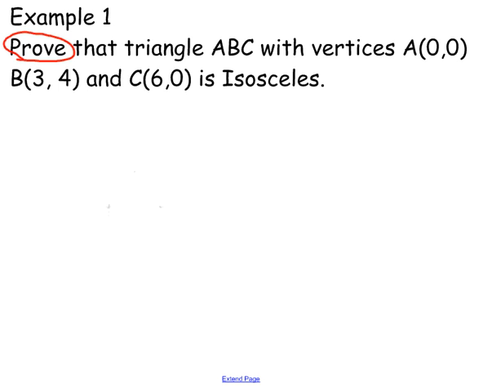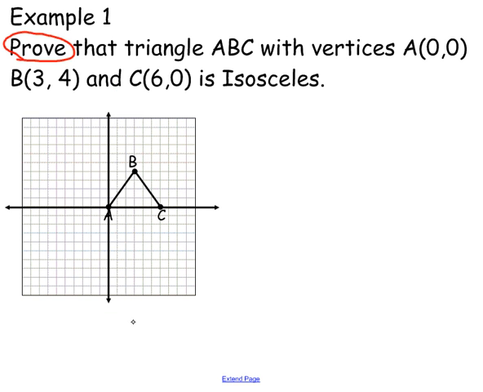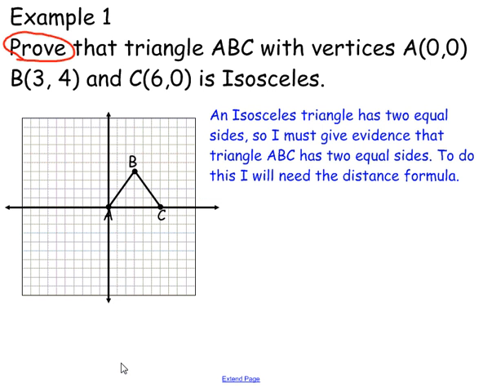All right, let's get back to our example. So here we are asked to prove that triangle ABC is isosceles. So here is triangle ABC. Remember, I have to write a statement and give evidence. An isosceles triangle has two equal sides, so I must give evidence that triangle ABC has two equal sides. To do this, I will need the distance formula. To show that this has two equal sides, I will need to find the distance of AB, the distance of BC, and the distance of AC.